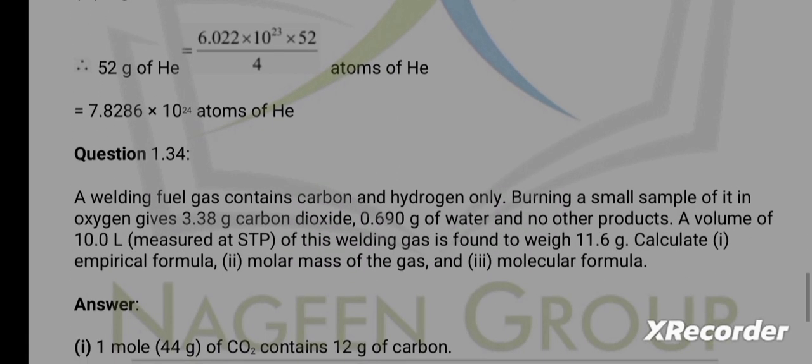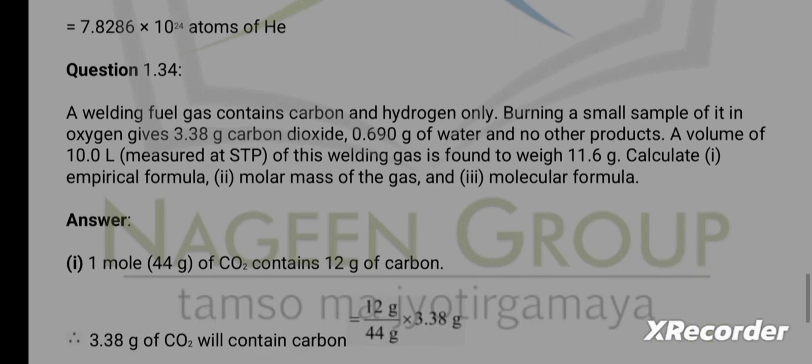Now your next question is 1.34. A welding fuel. Listen, a welding fuel gas contains carbon and hydrogen only. You know what welding fuel is? Welding fuel is ethyne, CH triple bond CH. So inside welding fuel, carbon is there and only hydrogen is present.